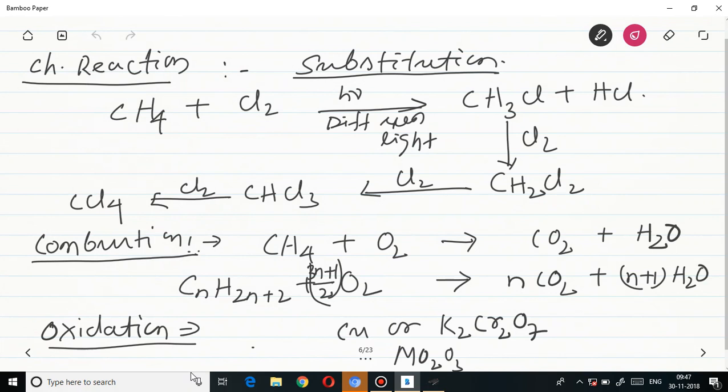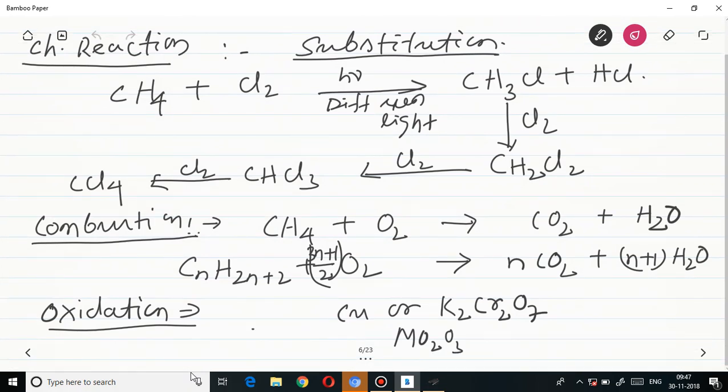We'll go to the next, chemical reactions. In chemical reactions, alkane will undergo substitution reaction. If you don't know what a substitution reaction is, substitution reaction is removing some element and putting another element. Like CH4 reacts with Cl2 in presence of diffused sunlight. This I have written here as hν, which means sunlight energy. So when CH4 reacts with Cl2, one hydrogen is removed and one chlorine is replaced. So this becomes CH3Cl and HCl is there.